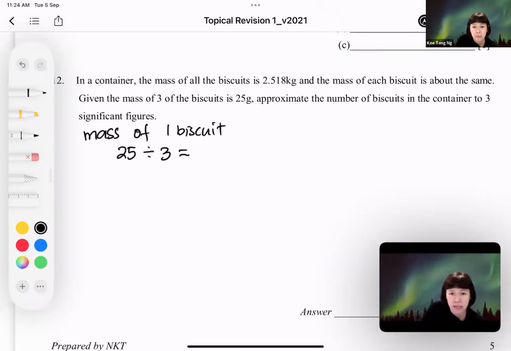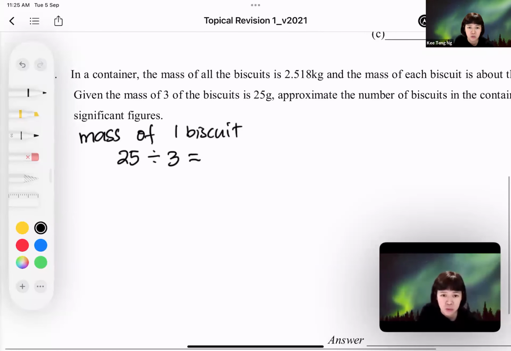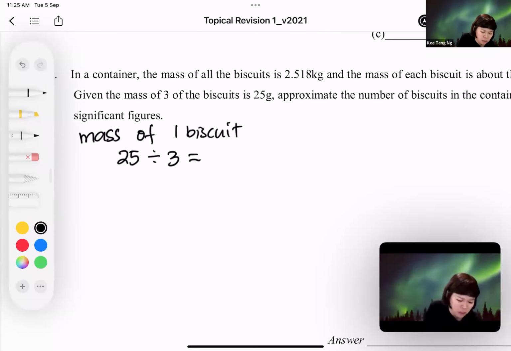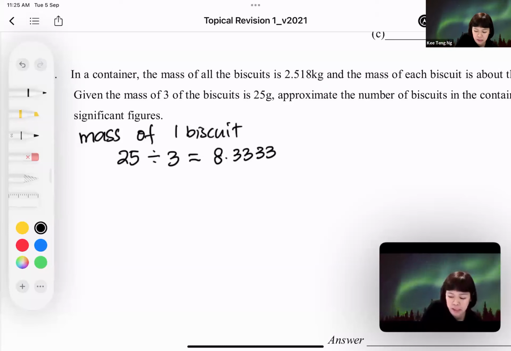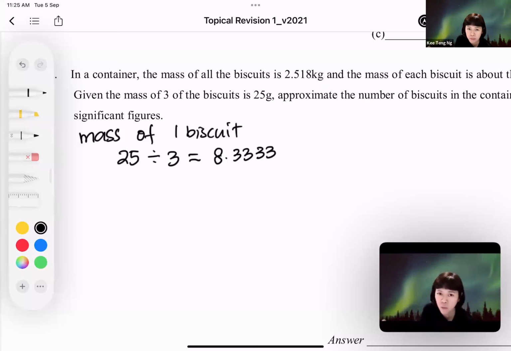Okay, in the exam, please write descriptions. Don't just give me numbers. Your teachers who are marking the paper can be very stingy. They will want to see writing and description. Please at least write some kind of description. So for me, I'll do my working in 5 sig fig accuracy. I found the mass of one biscuit to be 8.3333.